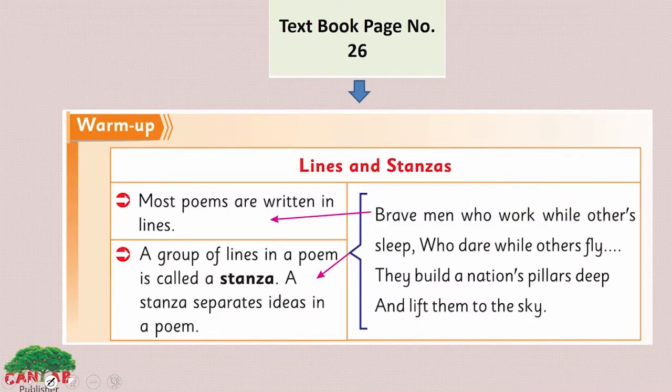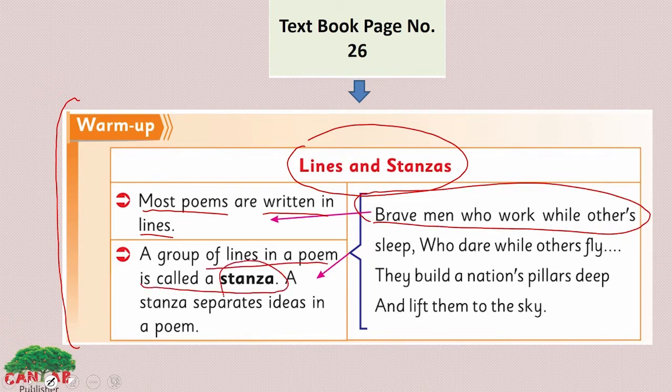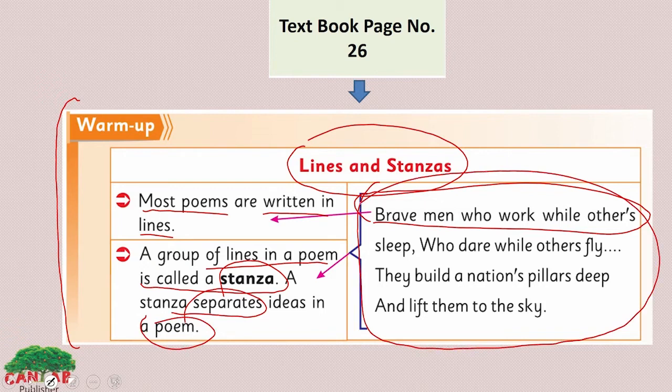There is a warm-up activity here for you. Lines and stanza, the concept of lines and stanza, we will discuss it. Most poems are written in lines, like this is one line here. This indicates one line here. A group of lines in a poem is called a stanza. A stanza separates ideas in a poem. In this one stanza, which contains four lines here, we'll have two or three ideas in these four lines.